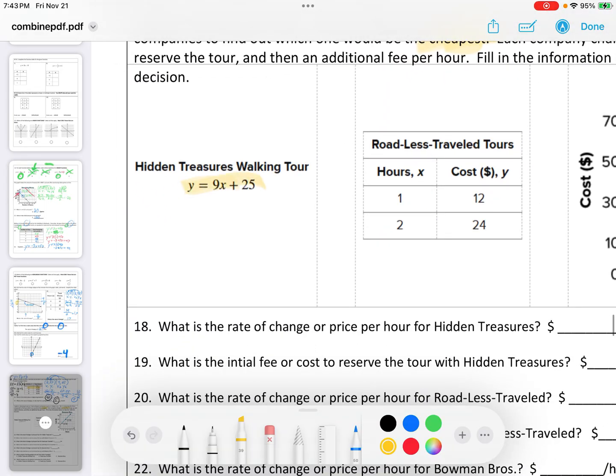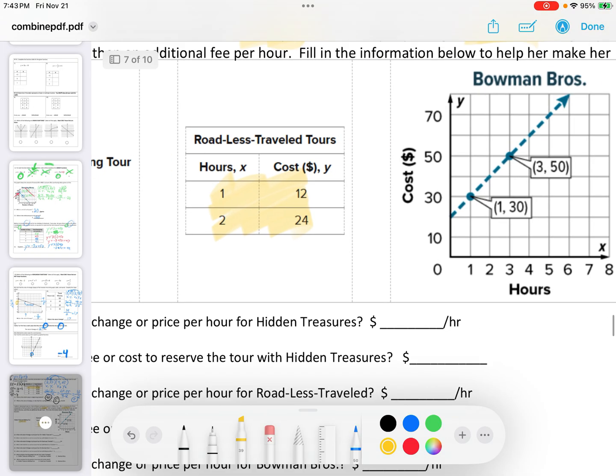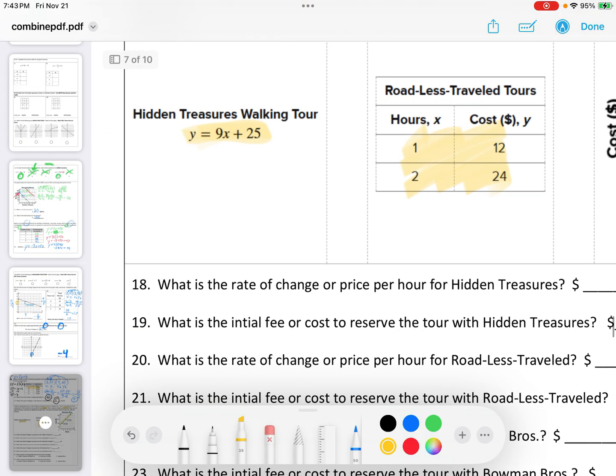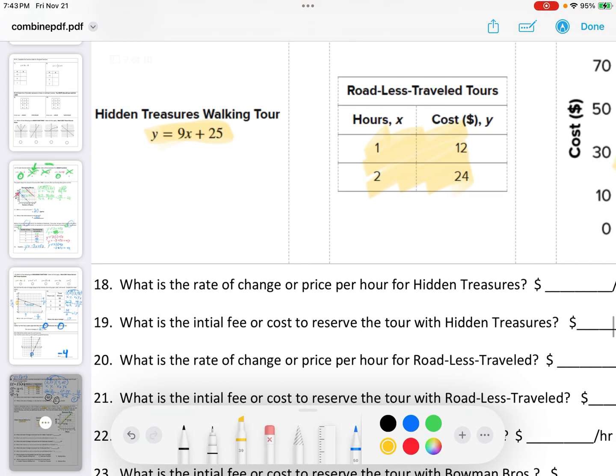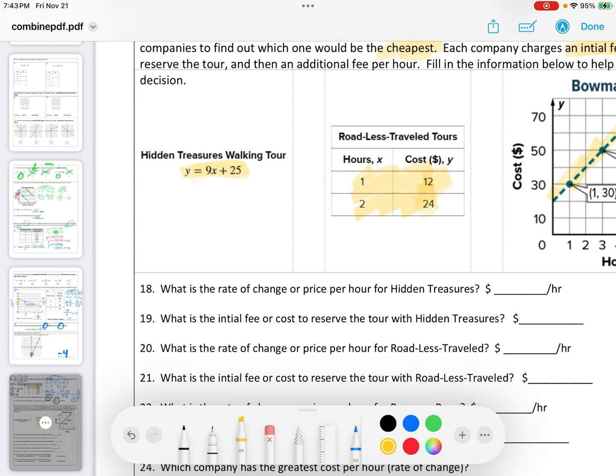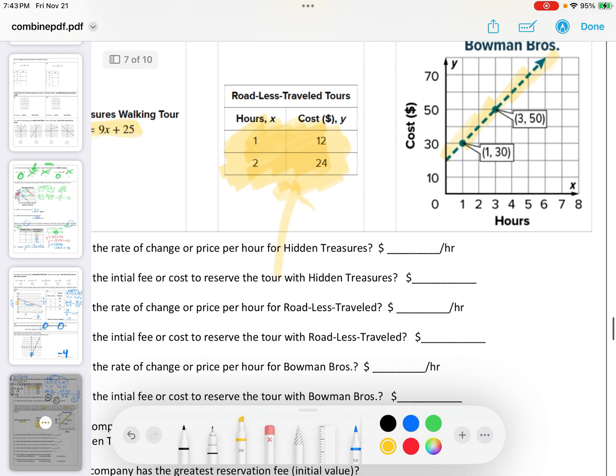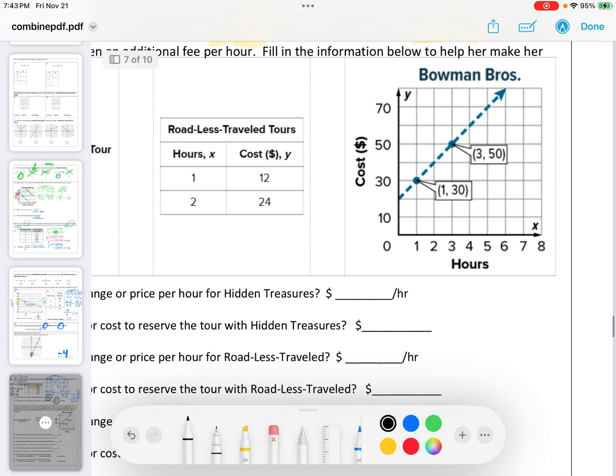Okay, so here's one company, here's another company, and here's another company. So, which one? Well, the interesting thing is it depends on how many hours. They're probably going to be different. So before I answer anything, I know I'm going to have to find the slope here and the slope here. Before I look at these specific questions, I'm going to make sure I find the slope.